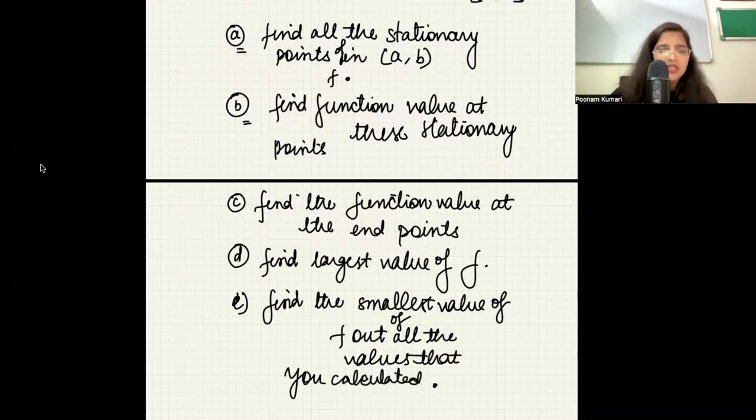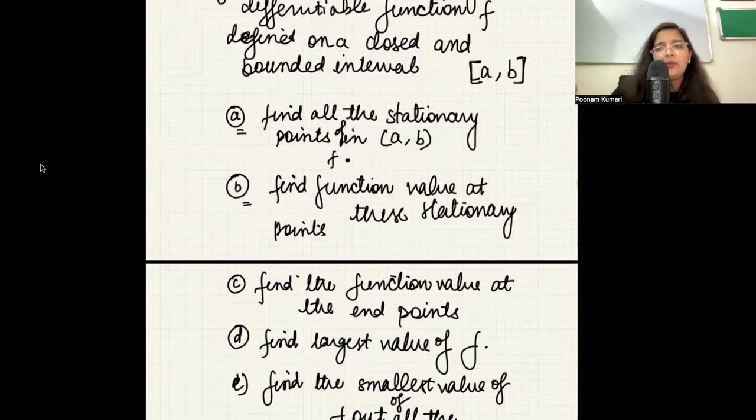ओके सो दैट इज द प्रोसीजर. आप अपने स्टेशनरी पॉइंट्स निकालो, एंड पॉइंट्स पे फंक्शन वैल्यू निकालो, हर जगह फंक्शन वैल्यू निकाल के देखो ये सारे पॉइंट्स के बीच में, एंड देन डिसाइड विच इज गिविंग यू द मैक्सिमम वैल्यू एंड विच इज गिविंग यू द मिनिमम वैल्यू. सो यू हैव योर मैक्सिमम पॉइंट एंड मैक्सिमम वैल्यू ऑल्सो, you have your minimum point and your minimum value also, right?